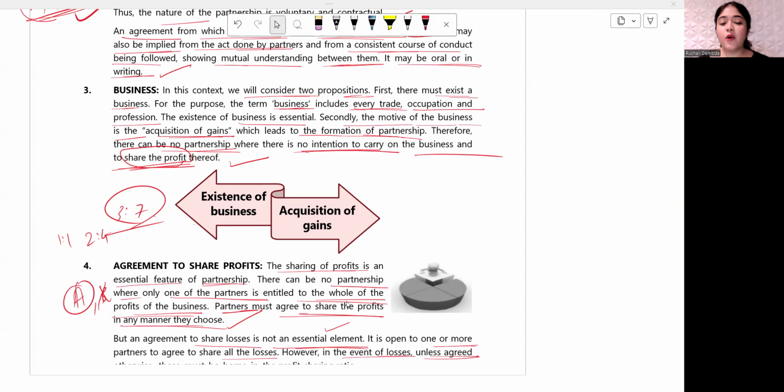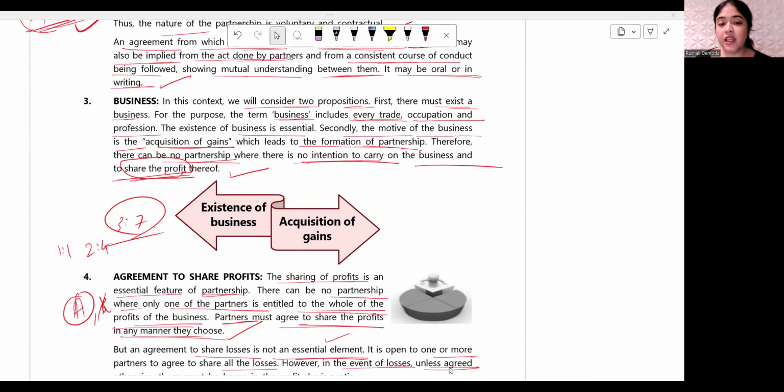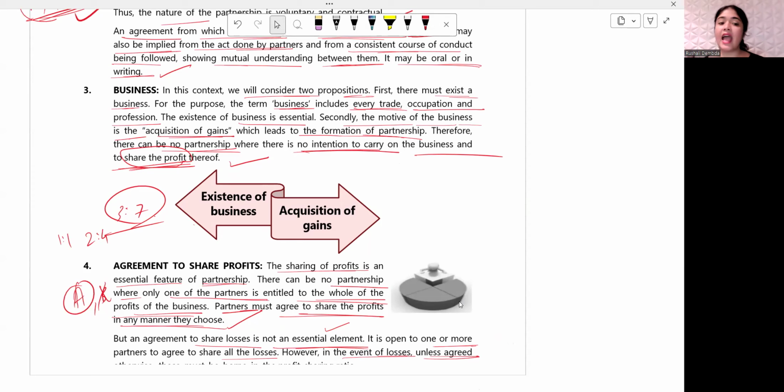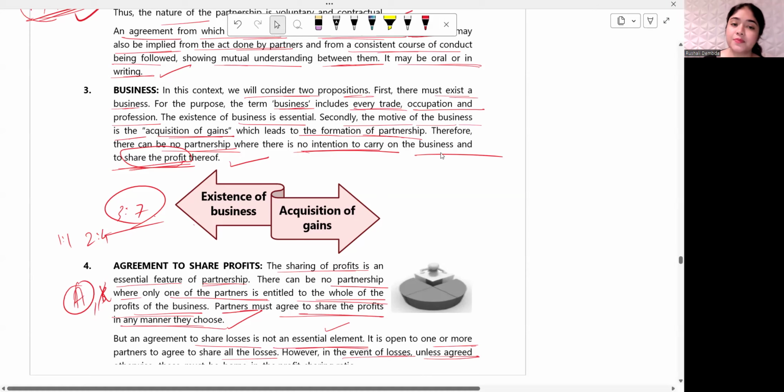So, however, in the event of loss, unless agreed otherwise, it must be borne in the profit sharing ratio. So you have to agree with the partners in the profit sharing ratio. Unless it is written in your agreement that we are going to agree on the losses also, you are always going to write in your partnership deed agreement to share profits. Eventually you are going to share the losses also. Still, you have to mention in the wordings profit sharing ratio. We don't write loss sharing ratio. We write it as profit sharing ratio. And the losses also will be distributed in that profit sharing ratio. Okay. Is this point clear?